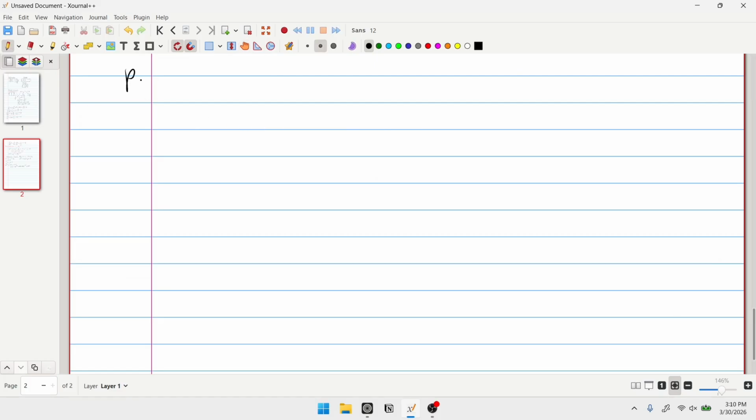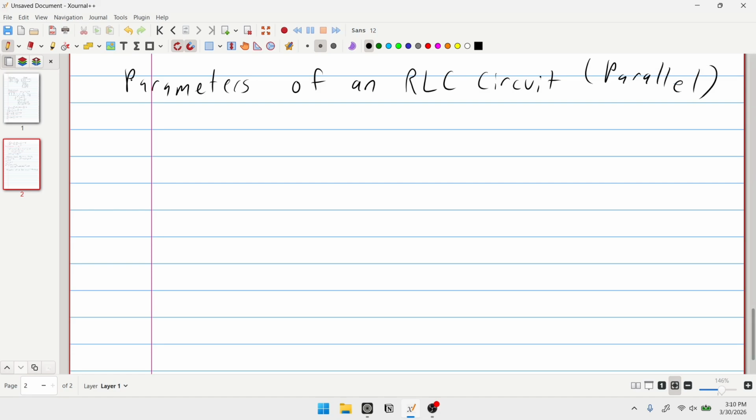So we have the parameters of an RLC circuit, specifically the parallel version, because that's what we're doing today. Okay, so I showed you this before, or just exposed you to it.